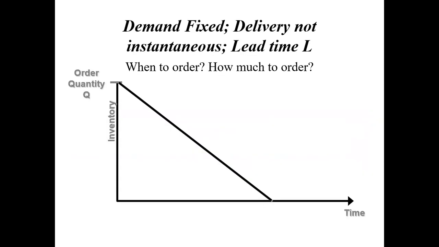Now, as we discussed before, if the demand is fixed but the delivery is not instantaneous, we make an order and assume that the items will be delivered after some time. The time required for the delivery is known as the lead time.